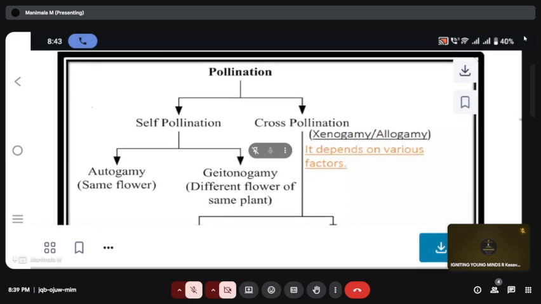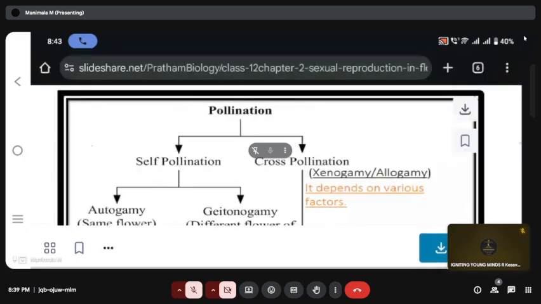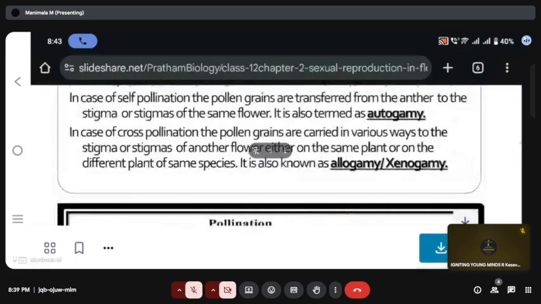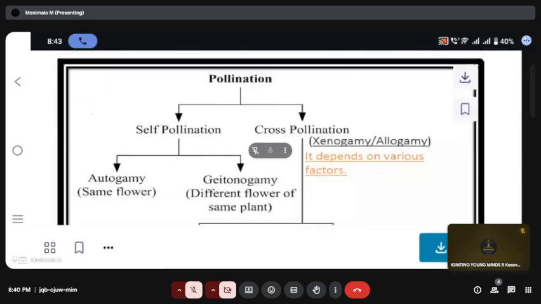Autogamy, and another one is cross pollination, xenogamy. Cross pollination, geitonogamy, chasmogamy, cleistogamy. Xenogamy or allogamy also we can say. Okay, ma'am. So what is self pollination? The transfer of pollen from anther to stigma of the same flower is called self pollination.